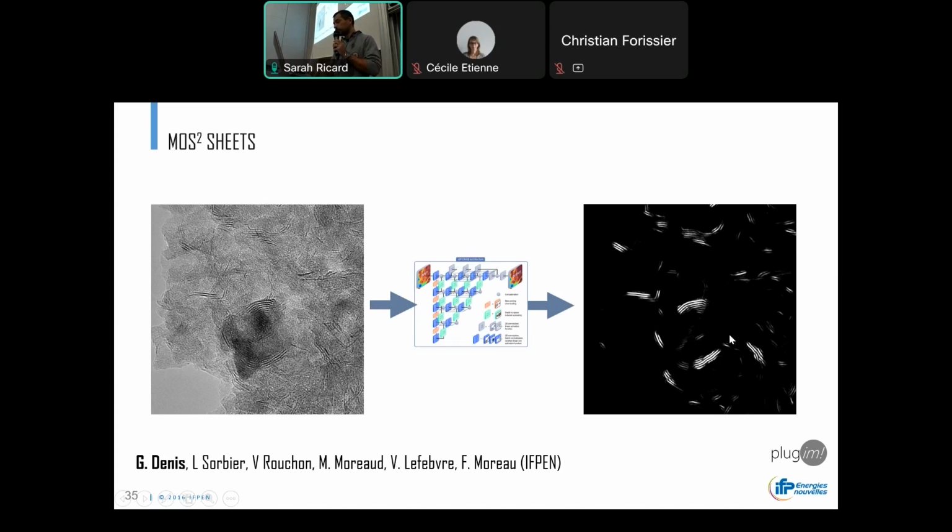It's very interesting because with these images, you are now able to count the number of sheets. You are able to measure the length of your sheets, and these characteristics are directly linked to the performance of your catalyst at the end. It's work done by my colleagues Denis Guillaume and Loïc Sorbier, and also other colleagues, Virgile Rouchon especially. It's done at IFPEN also.